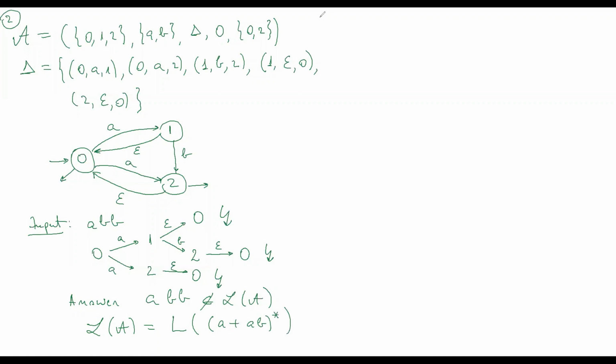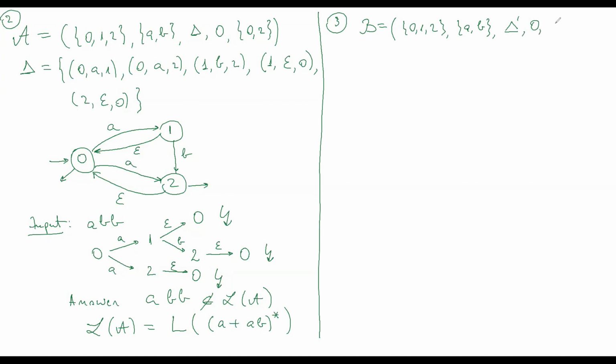And finally, I want to give just one more example, and I'm going to show it on this part of the whiteboard. And in this example, I will take the automaton B to be, again, 3 states and a binary alphabet. And I have a different transition relation that I will show in a moment. And initial state is 0 and final states are 0 and 1.